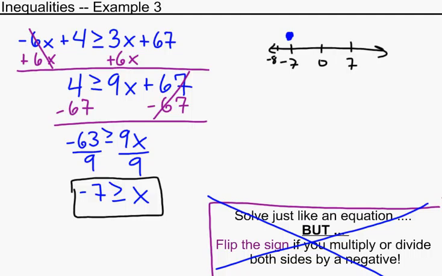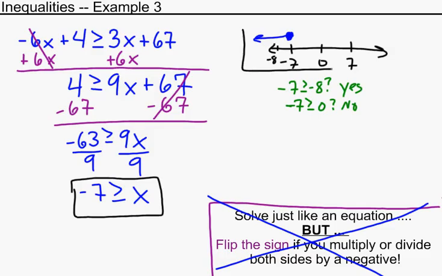And I think, is negative 7 greater than or equal to negative 8? And I come back with the answer yes. So my shaded region is down this way. Just to convince myself that I didn't make a mistake, let's put 0 in. Is negative 7 greater than or equal to 0? And the answer there is no. So 0 should not be in the shaded region, and it's not. So the answer to my inequality is all of the numbers that are negative 7 or below.